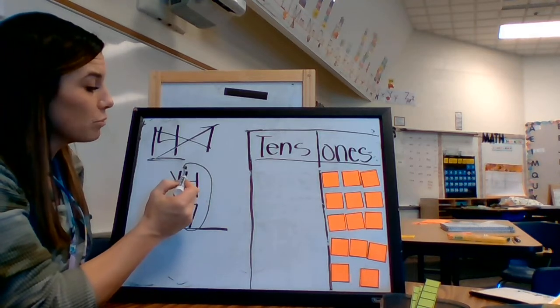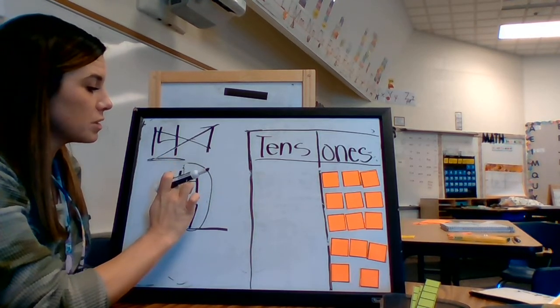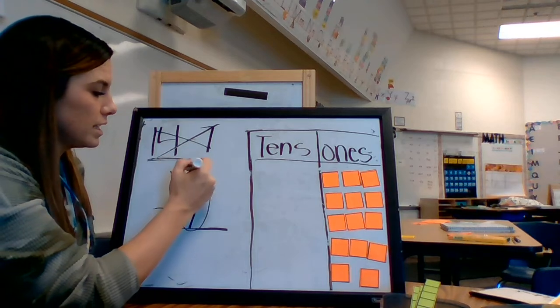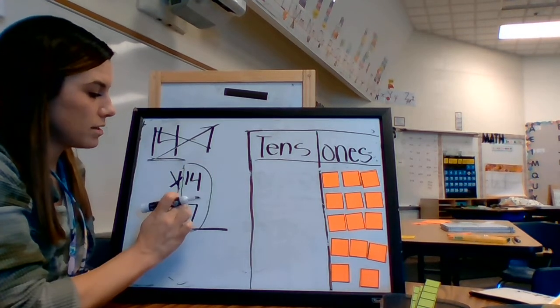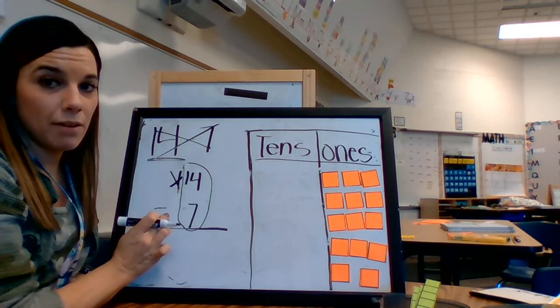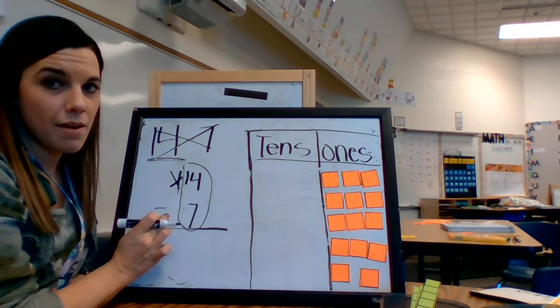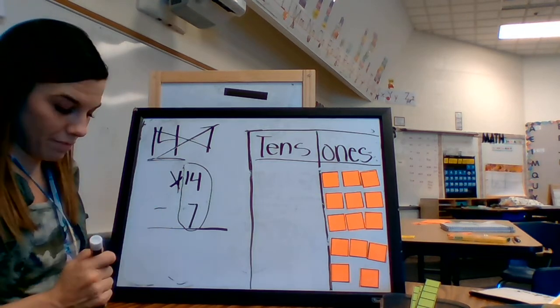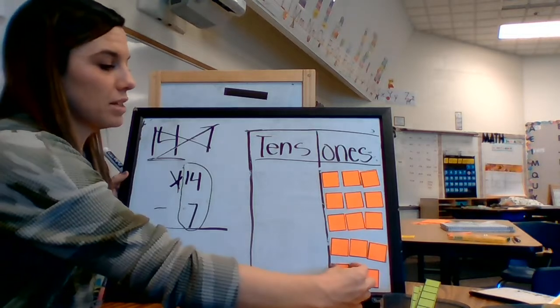So now my number in the 1s spot becomes the 14. So now I have 14 ones. Can I take 7 away from 14? I can. So let's do it, okay? Let's take away 7.